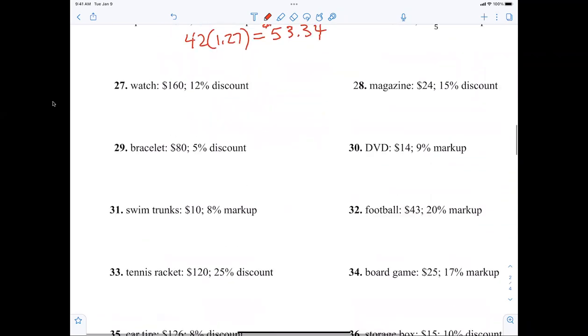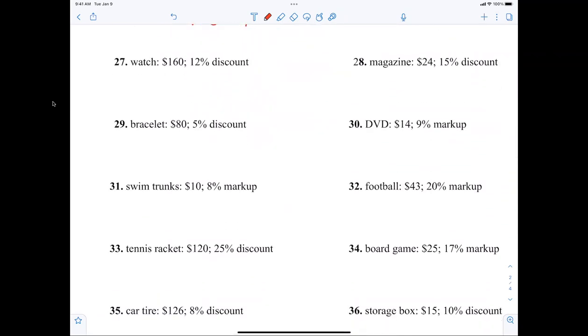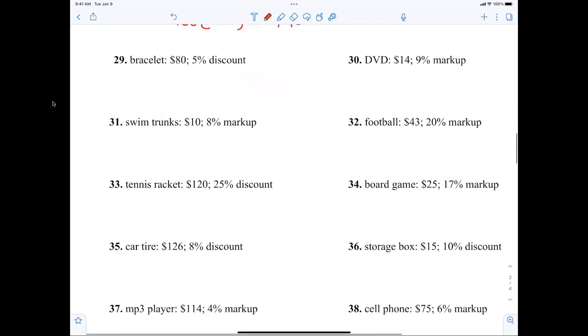All right. Liv, number 27, what are you thinking? Wow, that was really good, girl. 160 times 0.88. Now, tell me the amount of money clearly. $140.80, like this? Everybody agree with that? All right, I'm pretty happy with that. Next.